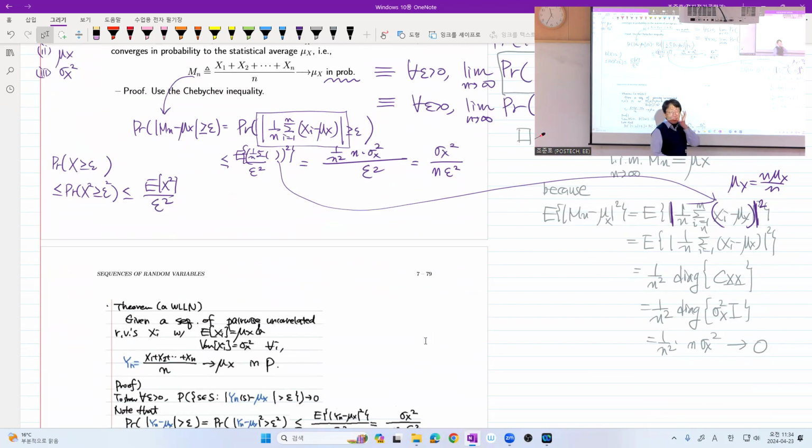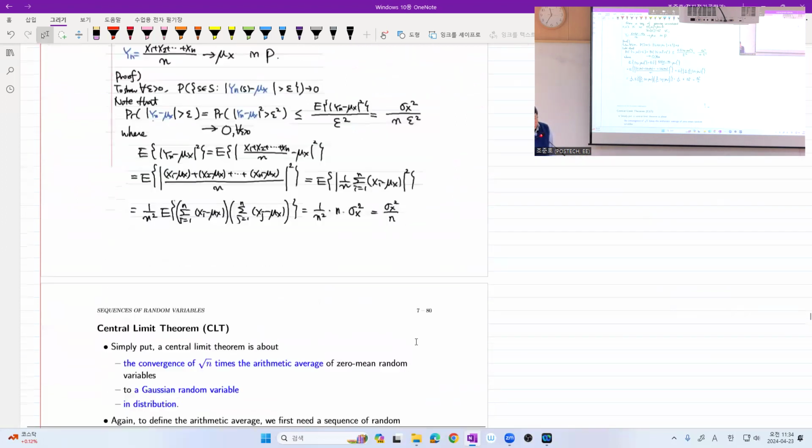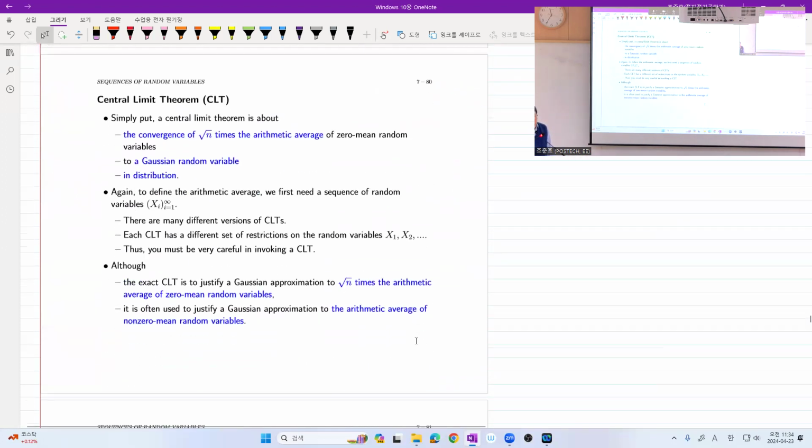So in these two special strong law and weak law of large numbers, we can prove that both conditions imply the convergence in the second mean, the mean square convergence of the arithmetic mean. Anyway, so we've done two of them, and let's delve more into the central limit theorem.